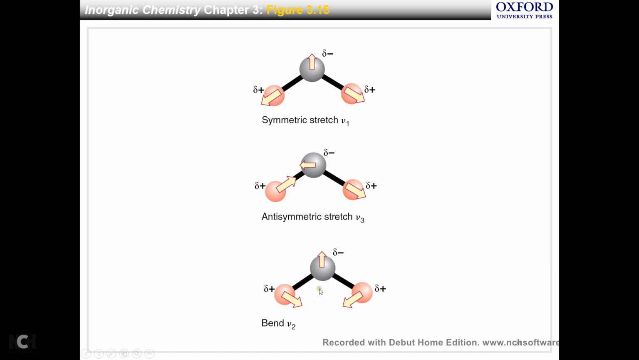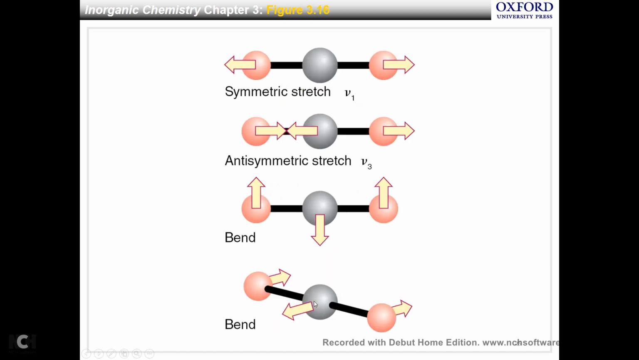The bond angle changes. This is CO2. CO2 has 3 atoms, therefore 9 motions. Among the 9 motions, 3 are translations, 2 are rotations. Therefore, we have 4 vibrations. Again, you have symmetric stretch, anti-symmetric stretch, and then over here there are 2 degenerate bending motions. Alright, so 2 degenerate bending.